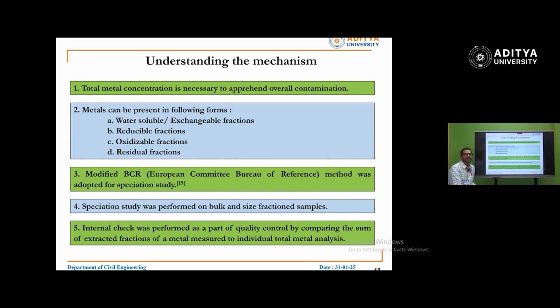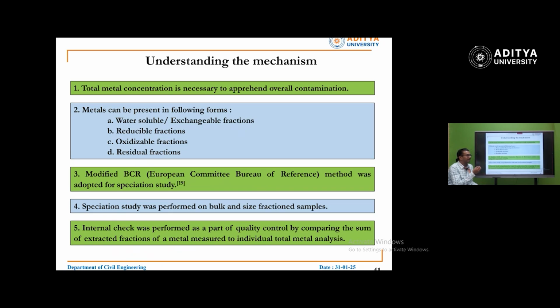Welcome back, everyone. So till now we have discussed the assessment of contamination and how you identify the contamination in different environmental matrices. Then we discussed how we are going to identify the risk to that particular environmental component. For example, if it is for soil, the risk assessment is different. If it is for some other food matrix sample, then that is different. Now we'll talk about the mechanism.